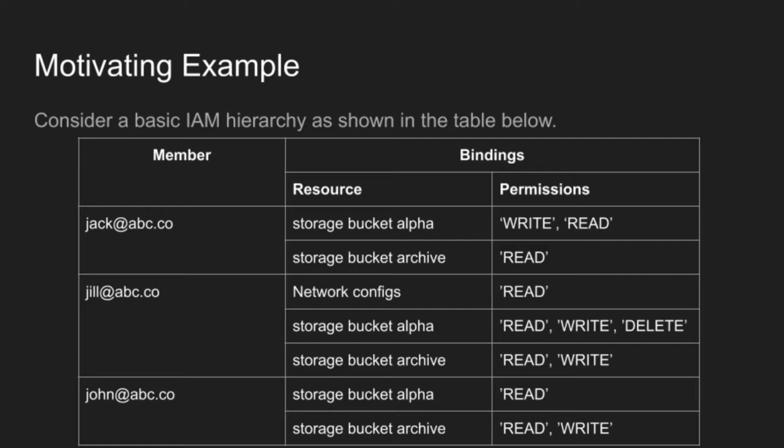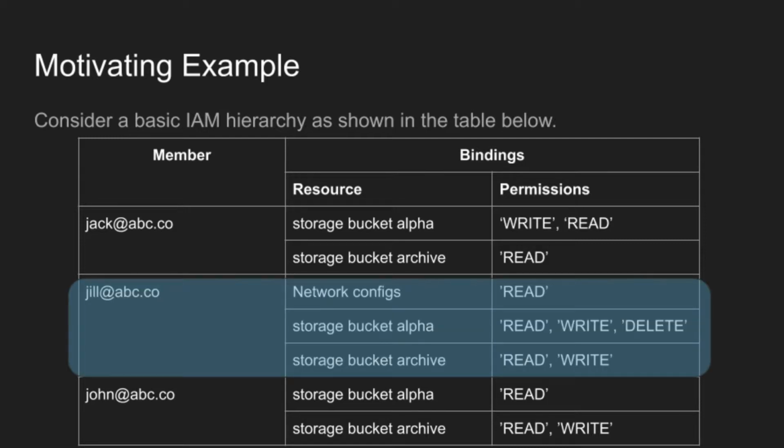So if we were to consider Jill leaving the company, there's usually two options that companies have on how to handle this. They can freeze Jill's account, which means the Jill at abc.co might get replaced with Jill Frozen, or they could also remove the account and all the bindings entirely, which means all those rows related to Jill get removed from the IAM hierarchy.